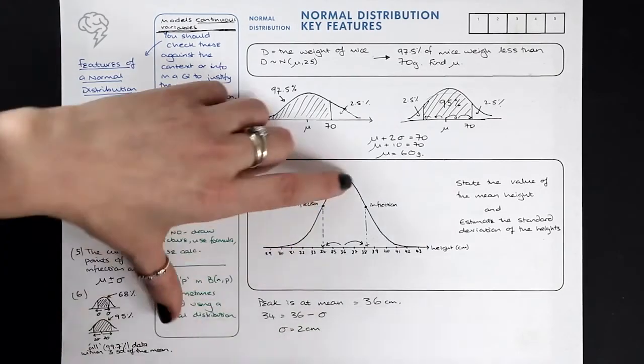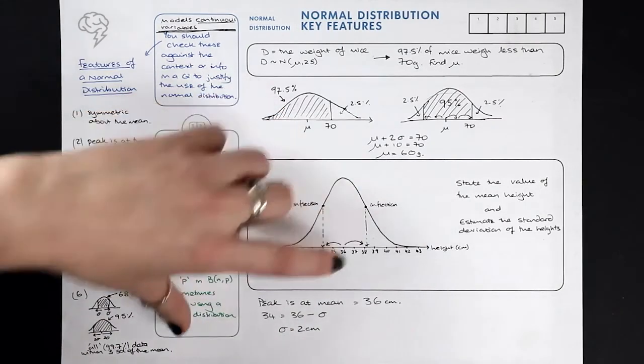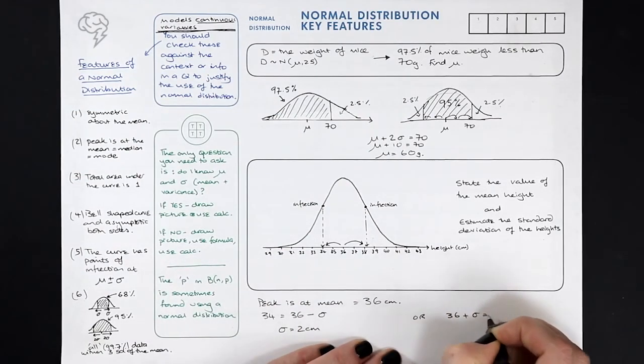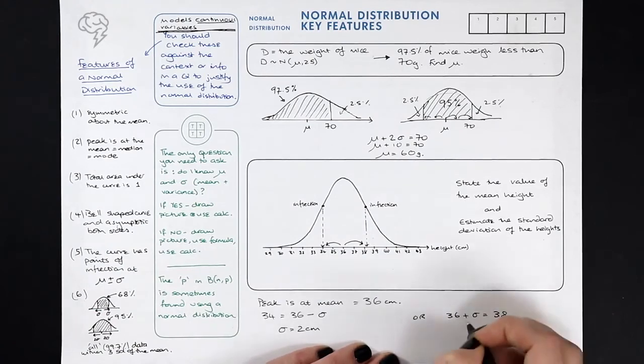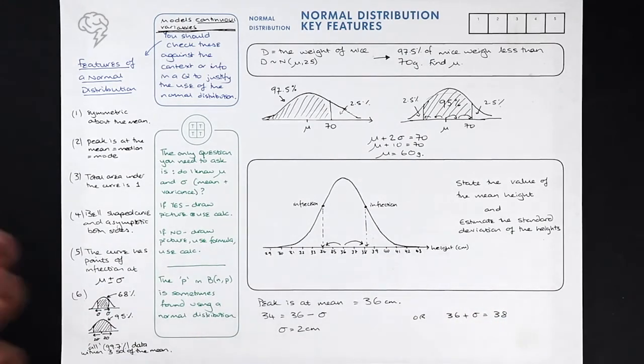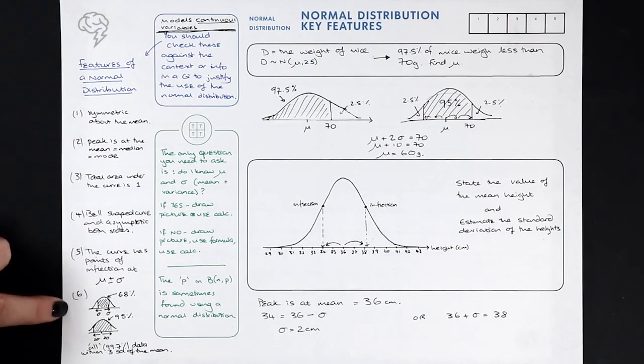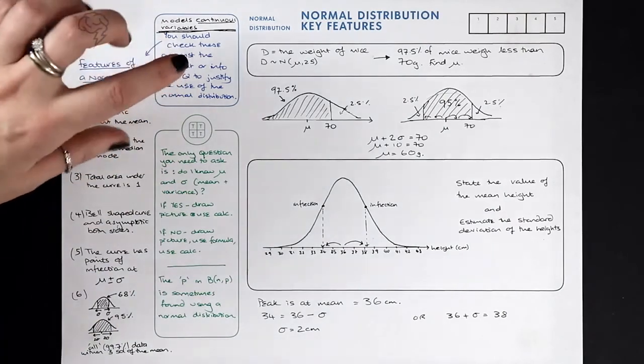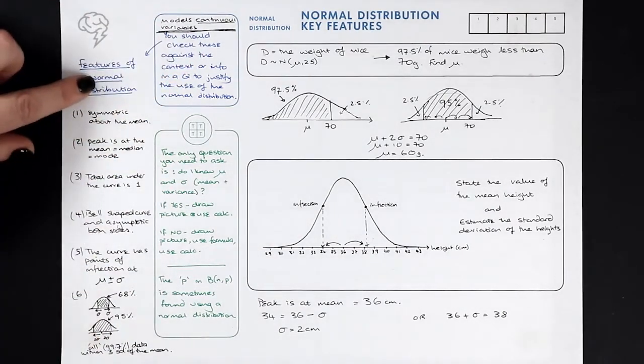And what about the other side? Yep, it's almost bang on exactly the same, isn't it? So 36 plus 1 standard deviation is the other inflection point. So again, obviously we're going to get the same thing. So yeah, learn these 6 and apply them to a situation to see whether or not a normal distribution is appropriate, or if it is, you can use this sort of information to solve problems.